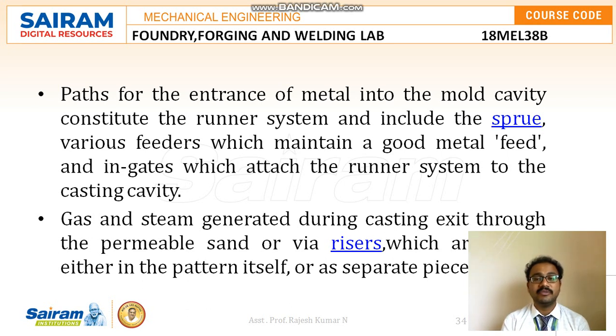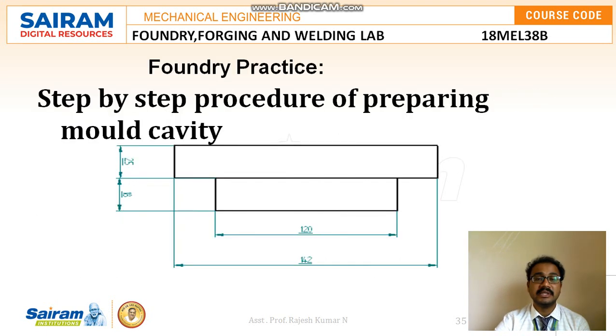Paths for the entrance of metal into the mold cavity constitute the runner system and the sprue. Various feeders maintain a good metal feed, and ingates attach the runner system to the casting cavity. Gas and steam generated during casting exit through the permeable sand or via risers, which are added either in the pattern itself or as separate pieces.